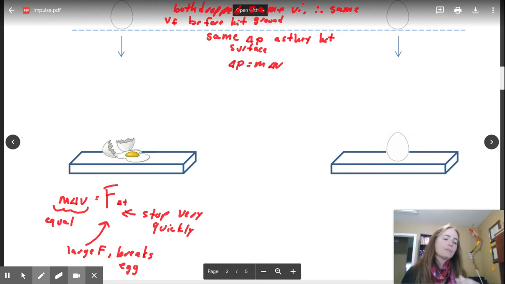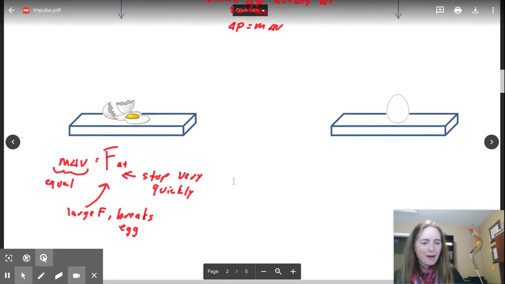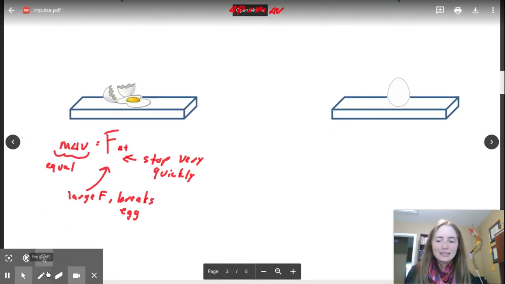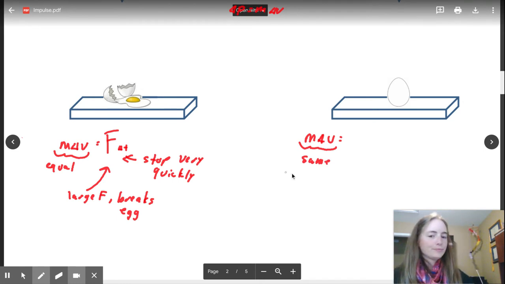Now when we drop an egg onto a pillow or onto a nice soft surface, think about the amount of time it takes for that egg to slow down. As soon as it hits that pillow, it's going to start slowing down gradually. It's going to stop, but we're taking more time in which to do so. So if we take more time to stop, then once again we have the same m delta v. This is going to be the same for both eggs. Well, actually, same for both egglings.